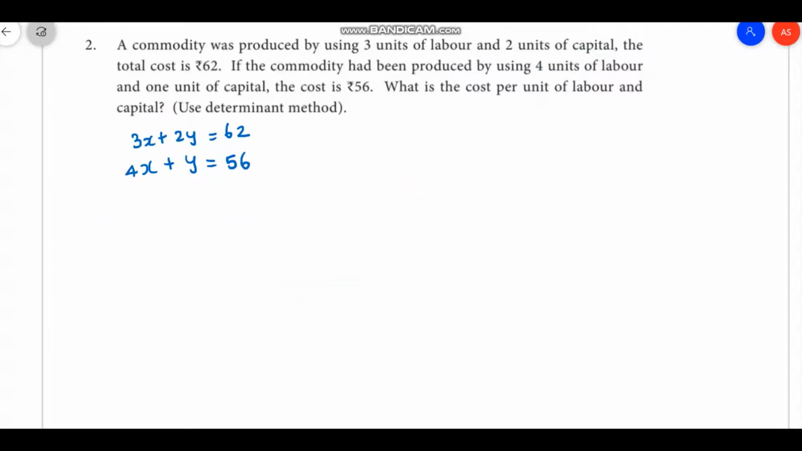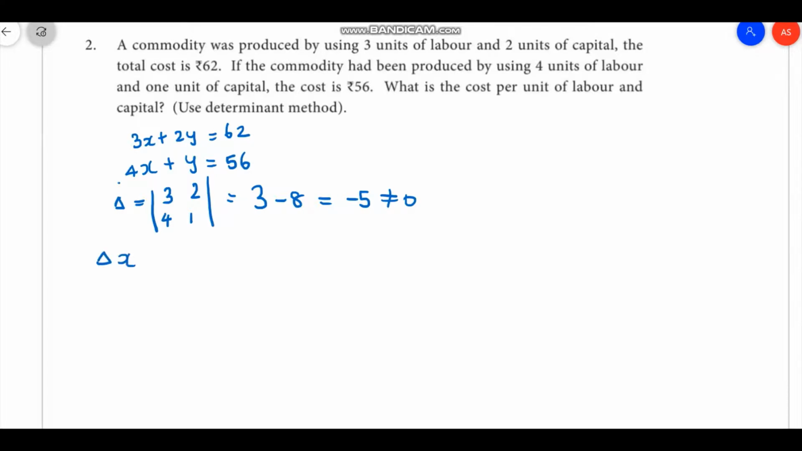From the equation, let me form delta. We have to use the determinant method, which is nothing but using Cramer's rule. So let me form delta first. What is my delta? 3, 4, 2 and 1. Let me expand, which is 3 minus 8, which gives me minus 5. My delta is not equal to 0, so I can proceed by Cramer's rule, which is the determinant method.